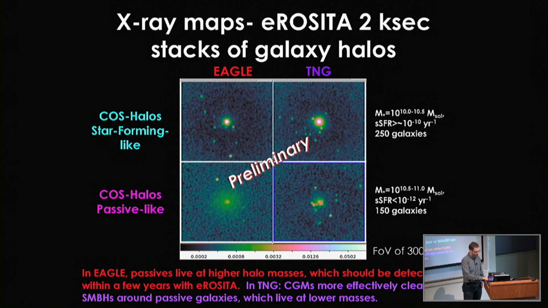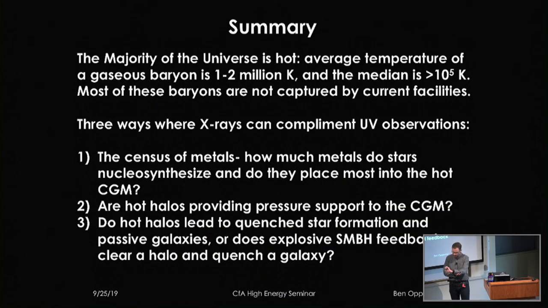And get some radial profiles that are meaningful and plotted in units that X-ray astronomers can understand. So on my summary slide, I just want to say that the majority of the universe is hot. The average temperature of a gaseous baryon in a simulation box, no matter what simulation it is, is probably at least a million degrees Kelvin, 2 million degrees Kelvin, on that order. The median is at least 10 to the 5 Kelvin.